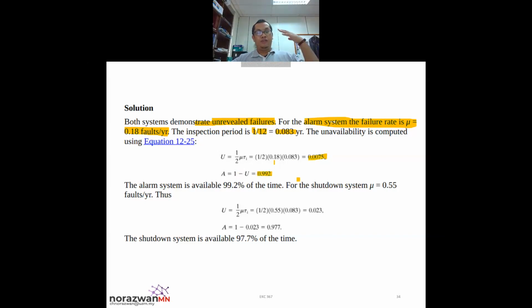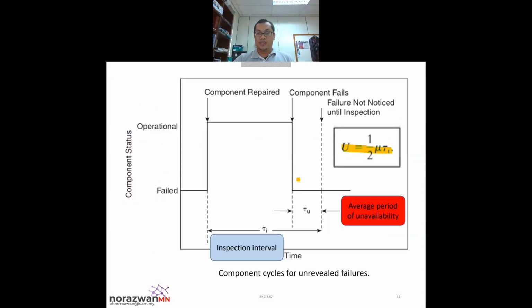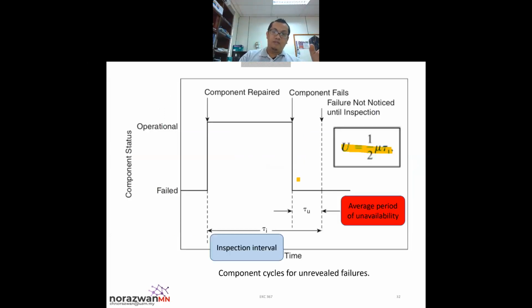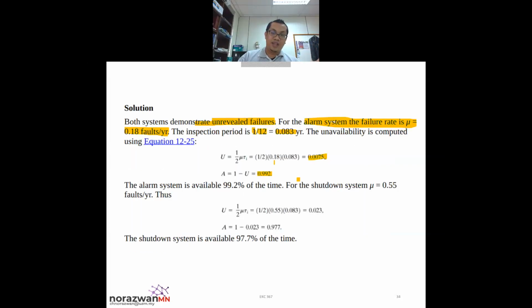Because for unrevealed failures, you only have one option. You need to find your U first before you can calculate your A, as compared to revealed failures. For revealed failures, you have two options. You can find either your A or your U first. If you got your U, then to find your A, you can use 1 minus U. But for unrevealed failures, you have no option. You need to find your U first, then you find your A.